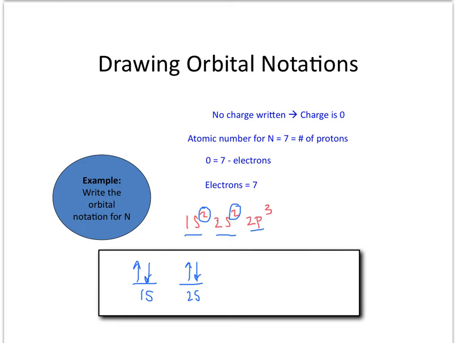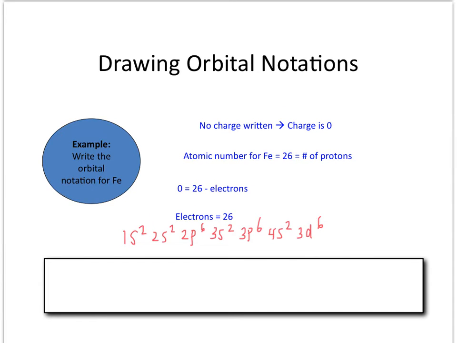The 2p sublevel has 3 orbitals. We'll draw 3 lines. We'll label it, and it has 3 electrons. 1, 2, 3. Remember Hund's rule? We have to put an electron in each orbital first before going back to make a pair.